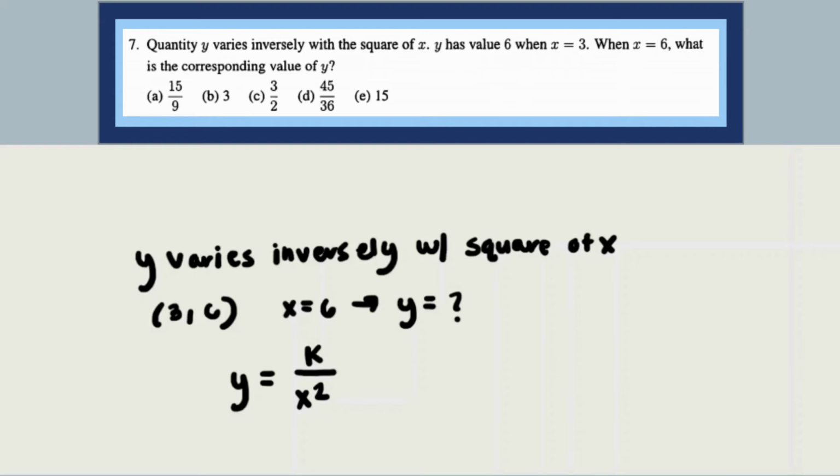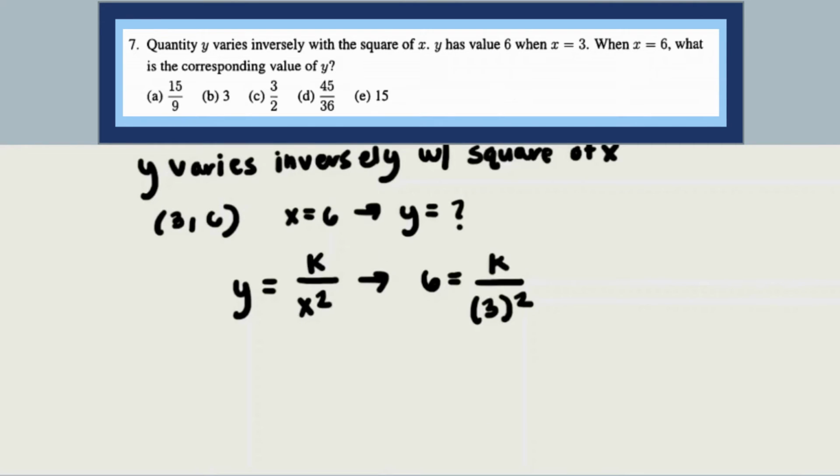The first thing we're going to do, this is going to be kind of a two-step process. We're going to have to solve for k first in order to solve for y, and in order to do that, what we're going to do is plug in the point that they gave us. They said when x is 3, y is 6, so we're going to plug in 6 for y, and we're going to plug in 3 for x.